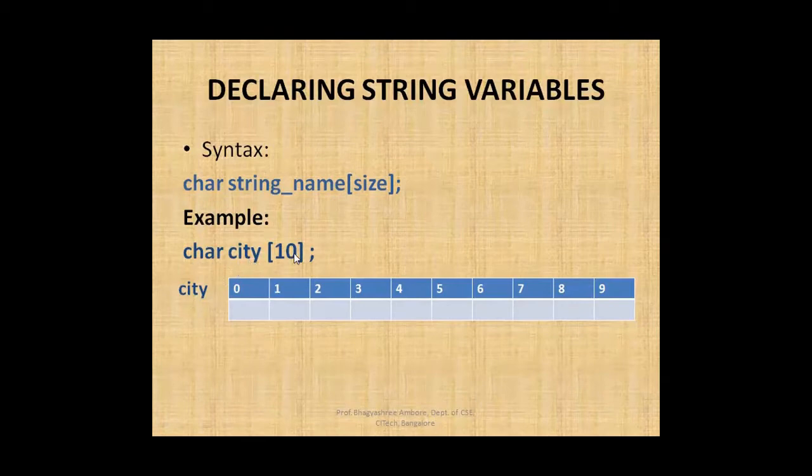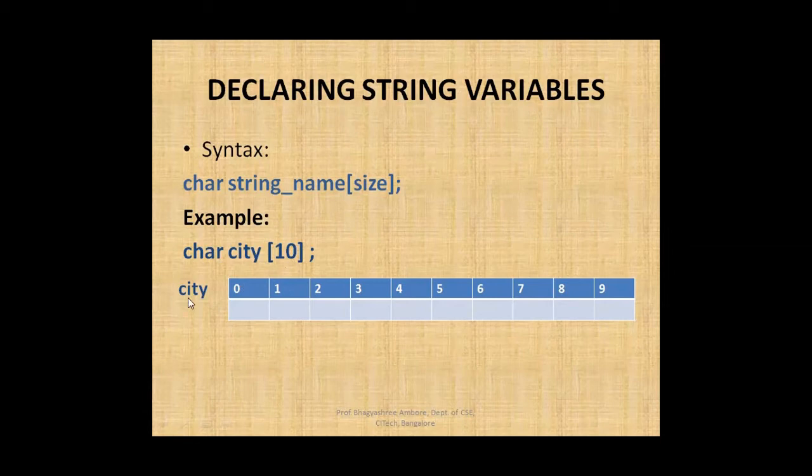When I make a declaration like this, city 0, 1, 2, 3, 4, 5, 6, 7, 8, 9, a total of 10 locations are created. The values are blank. The syntax is to use the char data type, a valid variable name, and the size. Now I said 10, so there are 10 locations created like this.